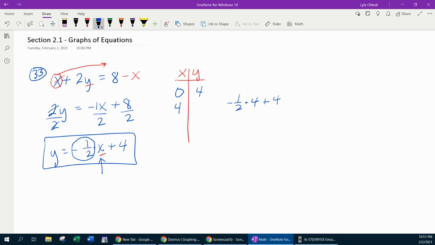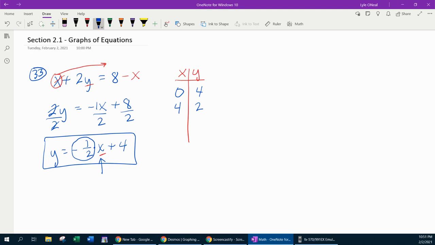Multiplication first. Half of 4 is 2. Negative times a positive makes it a negative 2. And then I can do addition. Negative 2 plus 4 is 2. And that's the work that you would do either manually or electronically. You can feed this all into the calculator to get your y value. Now, I could do more x's to generate more ordered pairs, but since this is linear, I only need 2 points, okay? So remember I said this is a 4-step process.